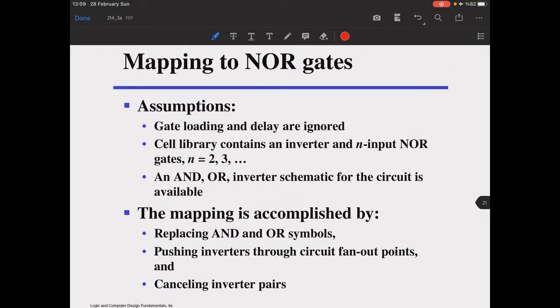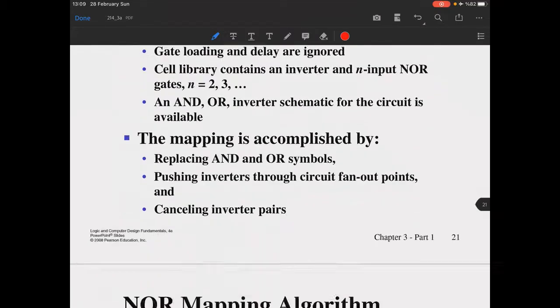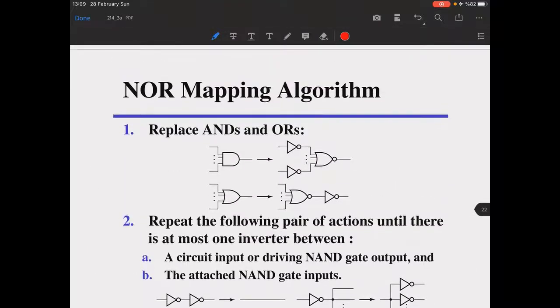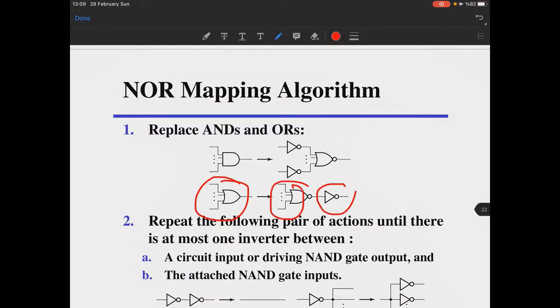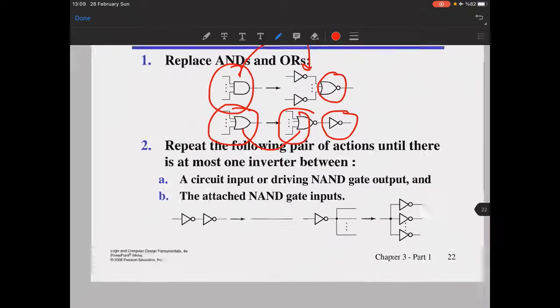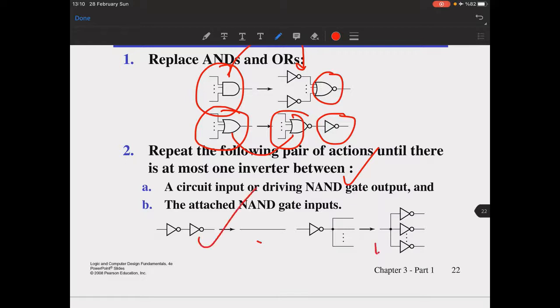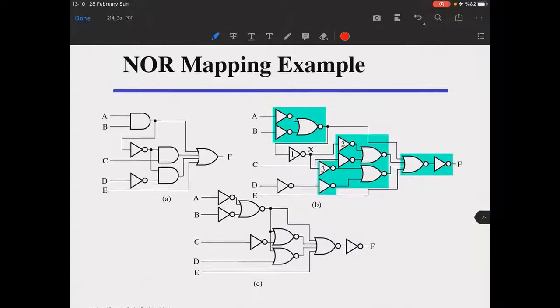Now, mapping to NOR gates is pretty similar. Again, we make the same assumptions, and this time we're doing the trick like this, okay? Whenever you see an OR gate, you put a NOR gate and put an inverter. See the matching here. Whenever you see an AND gate, you first invert the inputs and then put an OR gate. That's it. The remaining ones are exactly the same that we do in the NAND mapping part as well. We cancel them and we use the fan-out points to push the inverters. That's it. The other parts are the same.